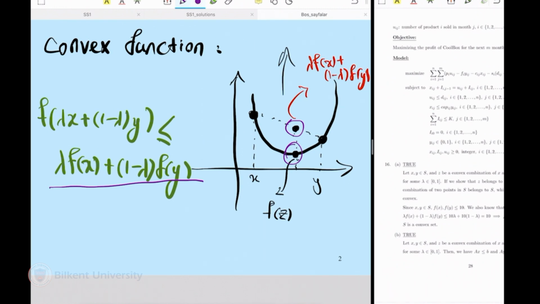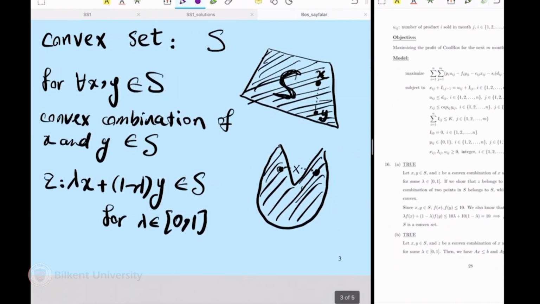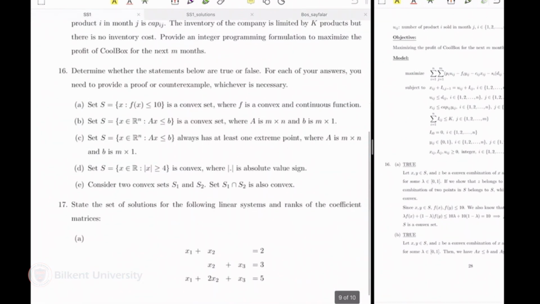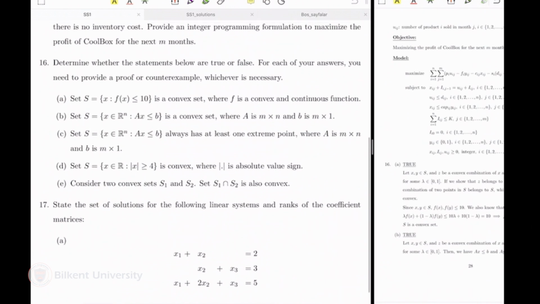Two simple definitions. It's not hard to memorize them, and easy to understand. So knowing this, we have question 16 in the study set.